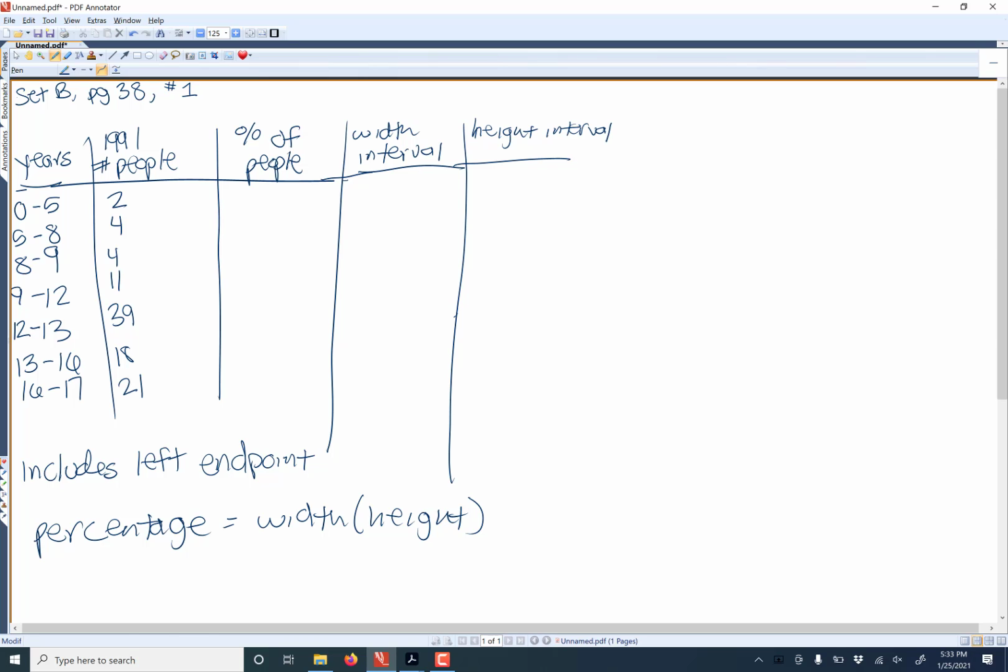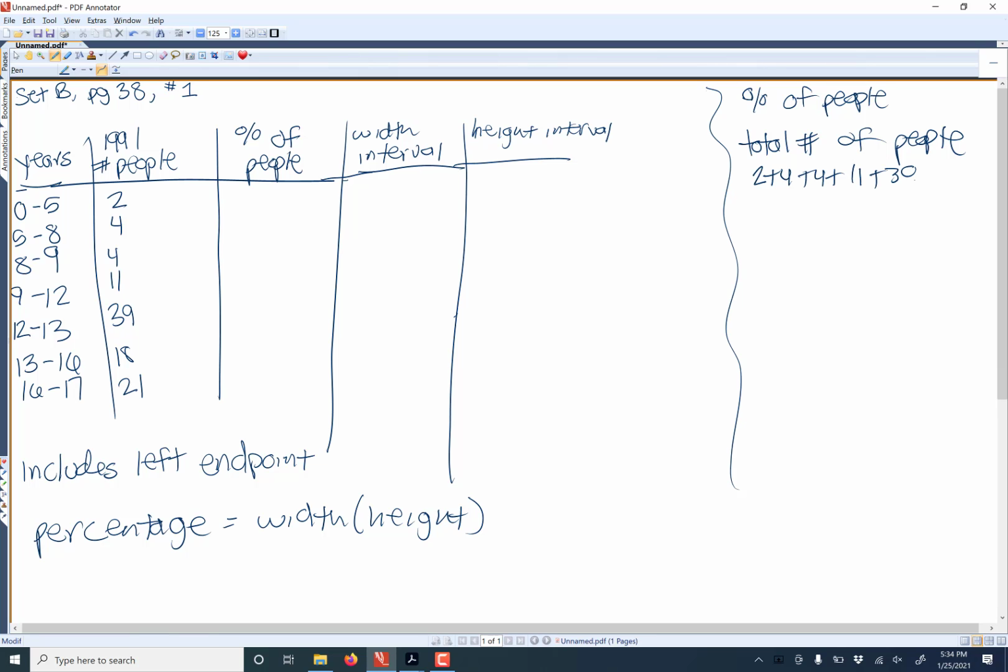Now, the next thing that we're going to want to do is, sometimes it'll give you the number of people, sometimes it'll just straight out give you the percentage of people. But it didn't do that here, so we do need to be able to calculate the percentage of people. So let's go over here to make some notes. If we want to find the percentage, let's first find the total number of people. That's going to be 2 plus 4 plus 4 plus 11 plus 39 plus 18 plus 21. Okay, so we had 99 total people.